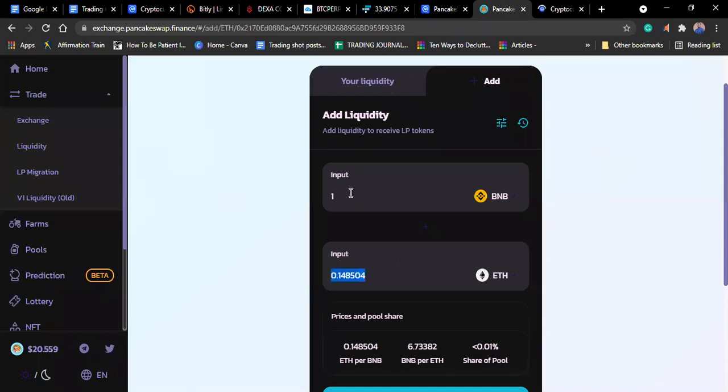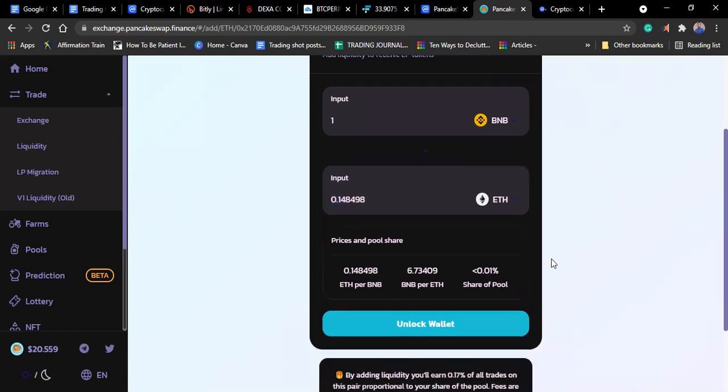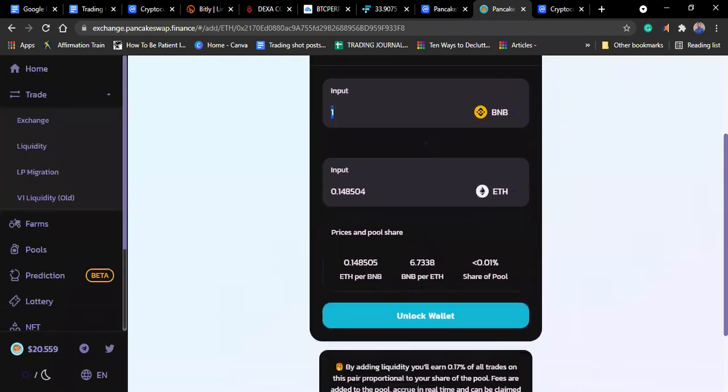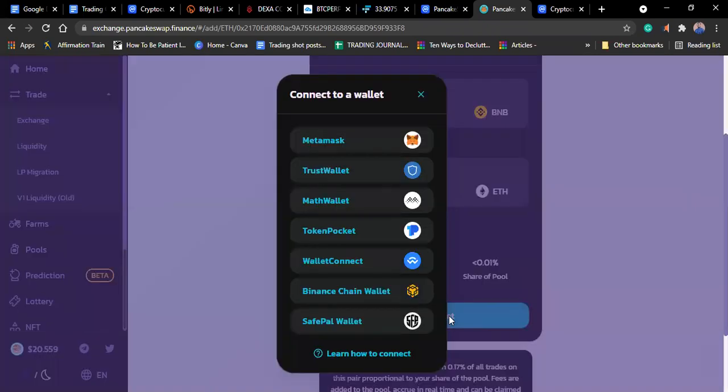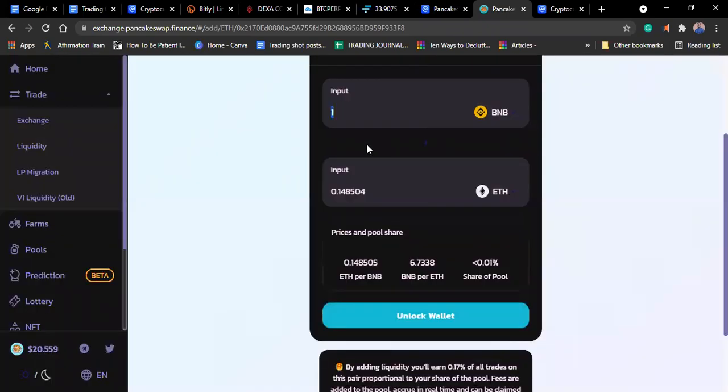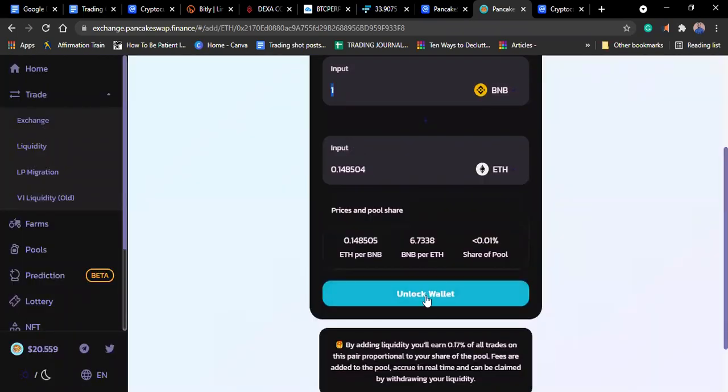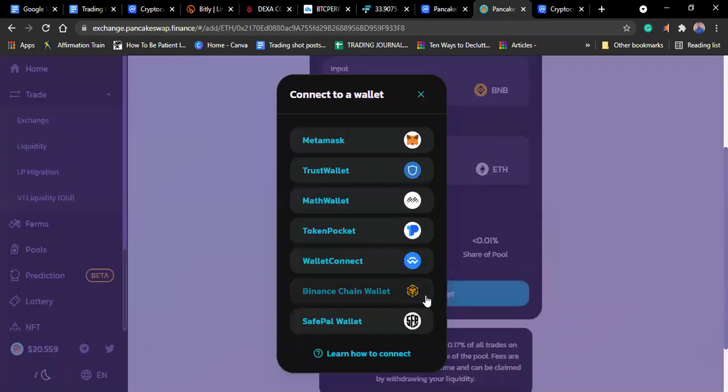So now I have a liquidity pair. This is what is called the liquidity pair. I can now match the two of them together, and I must have these two in my wallet. To provide liquidity, I must have 0.1 BNB and this amount of Ethereum in my wallet. Then I click on add liquidity and unlock wallet. Then I choose the wallet I want to use. Unlock wallet, MetaMask, unlock wallet.